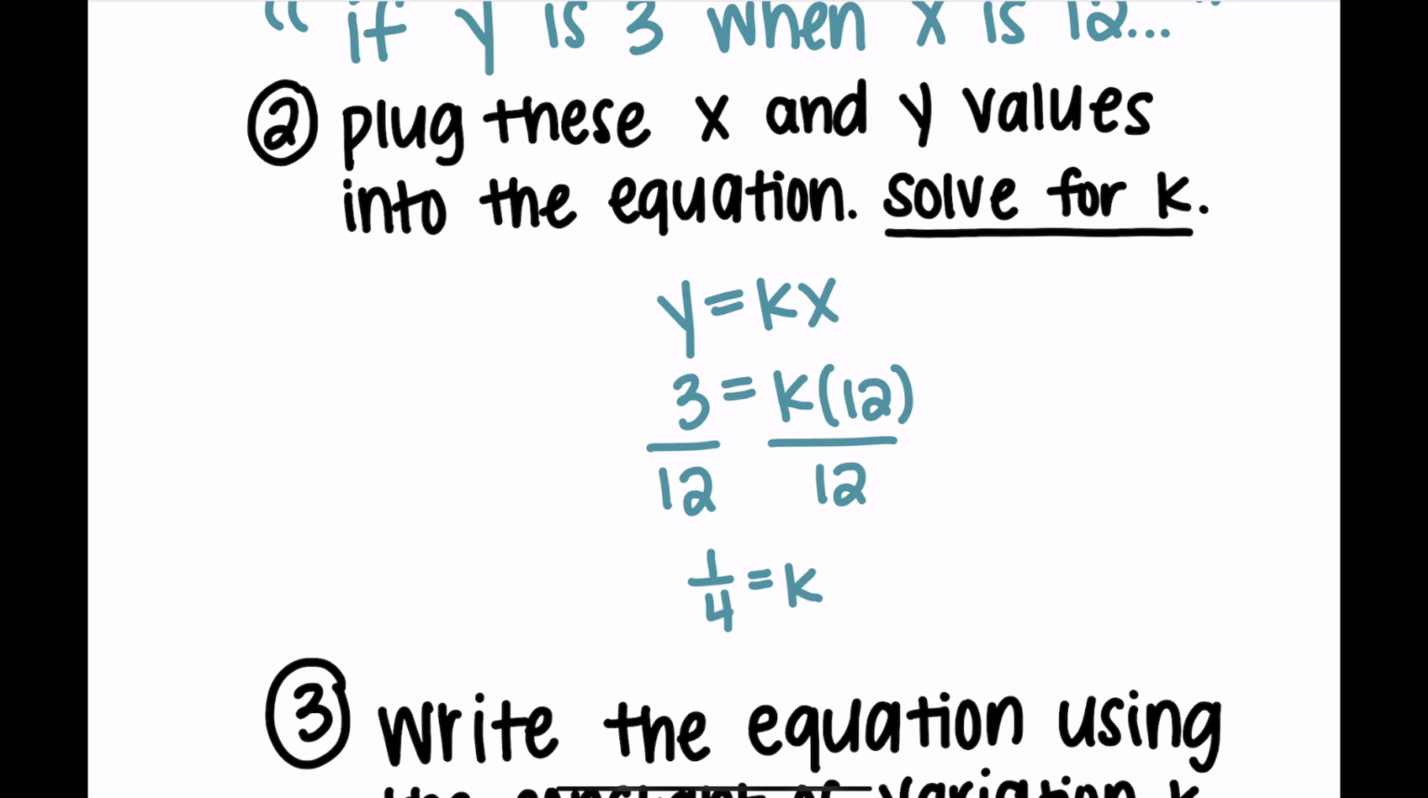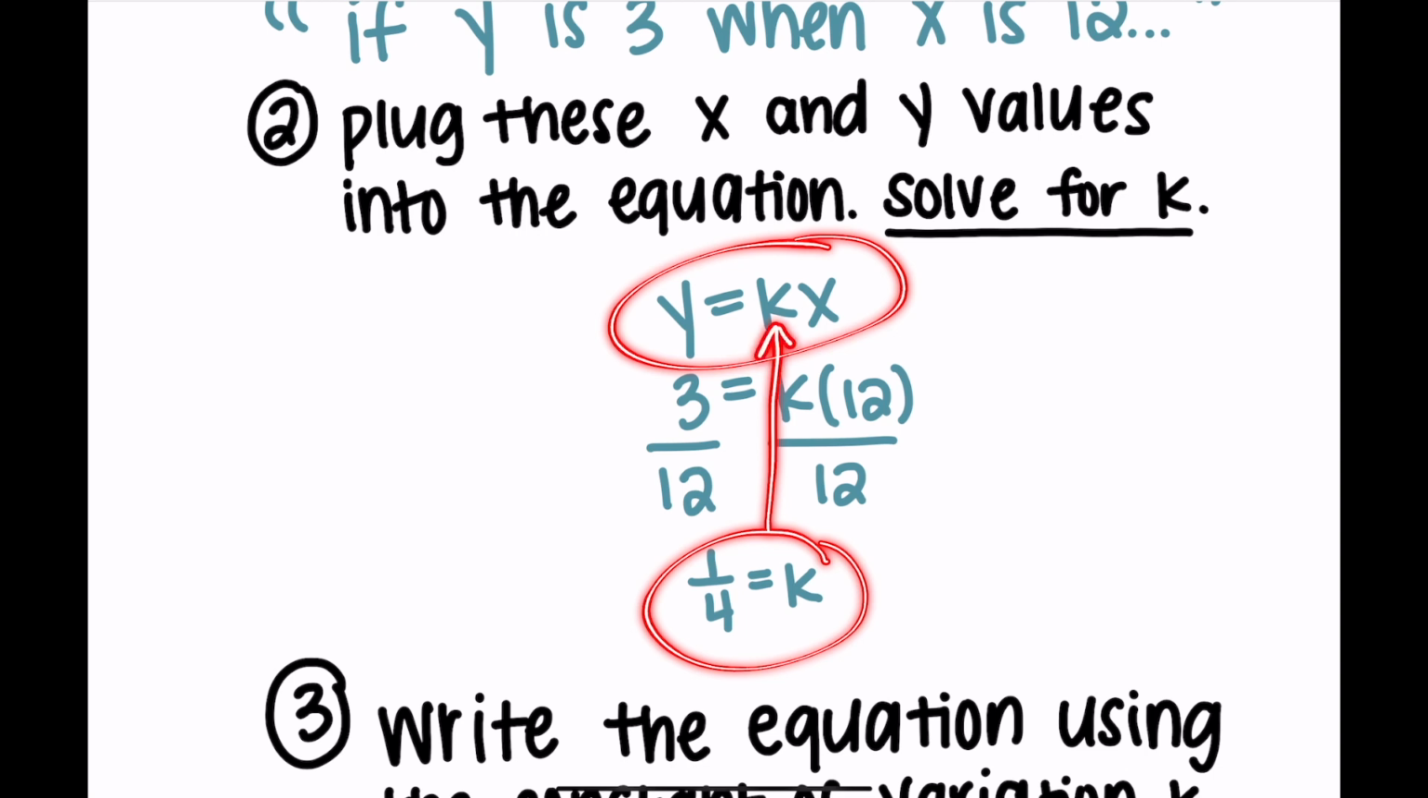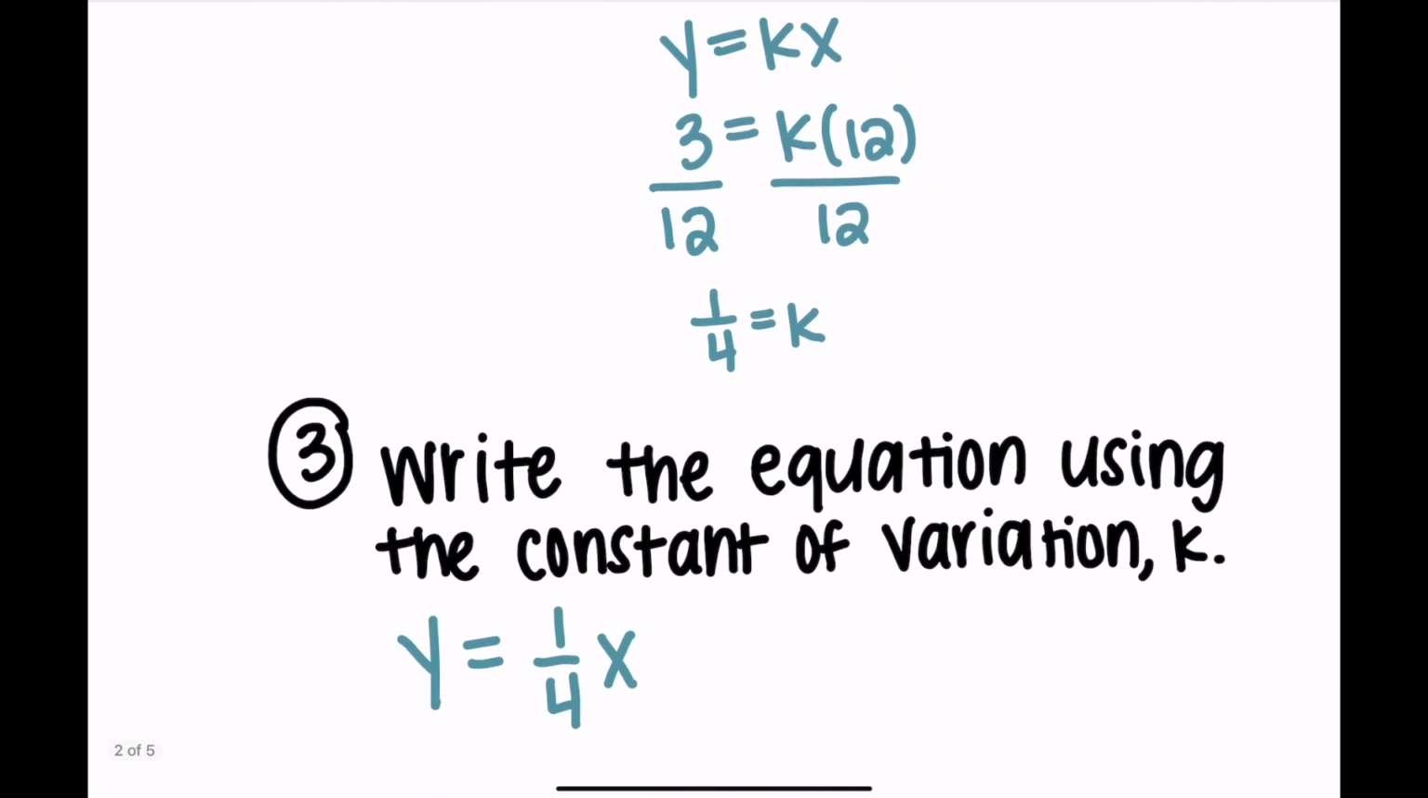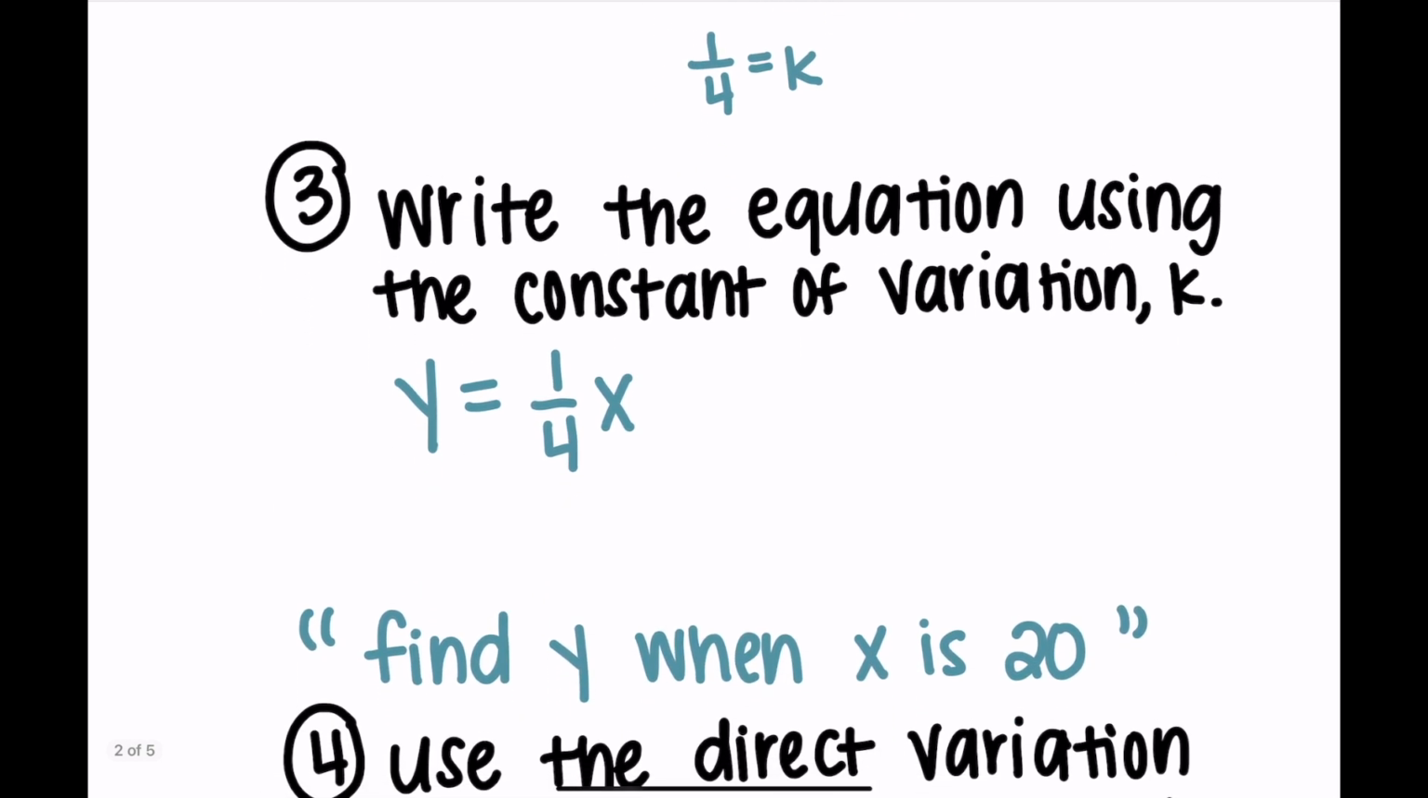Now we're going to take that. Remember that we had Y equals Kx, and we just found that K is 1/4, so we're going to put 1/4 in for K. That's our next step. So Y is always 1/4 times the X value.